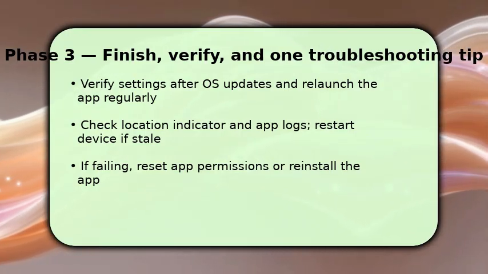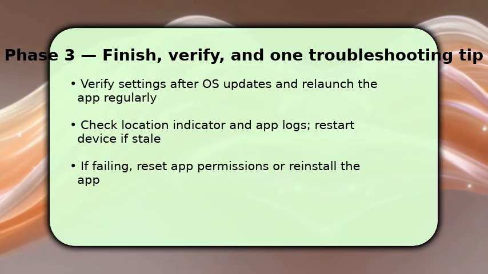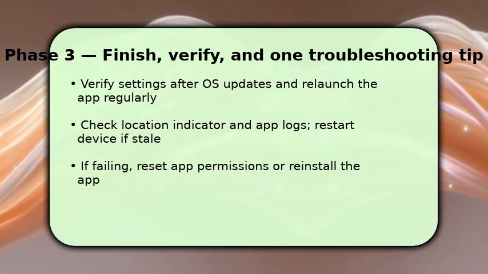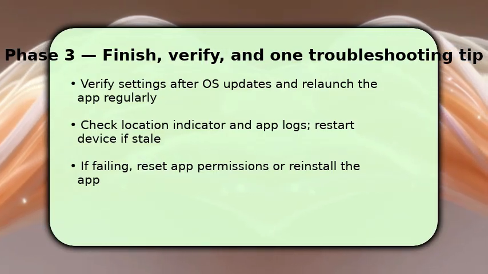If sharing stops, reboot the device, then reset the app's location permissions and reselect Always. If necessary, reinstall the app to clear corrupted settings and restore continuous sharing.